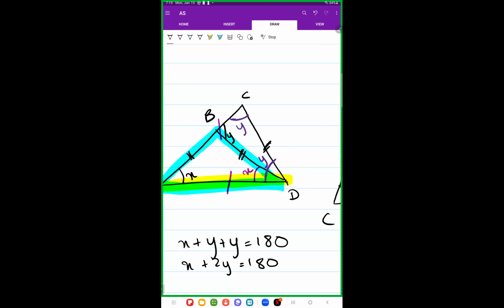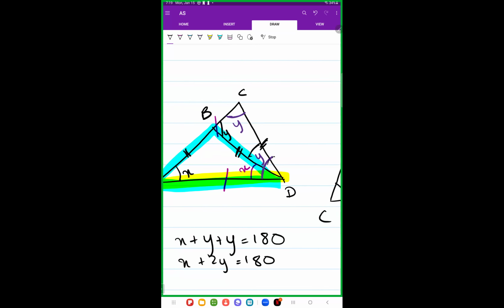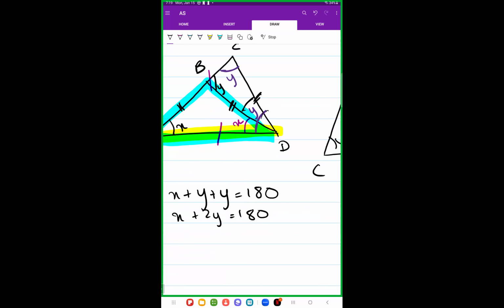So all of these are y's. No, this big one is y. The whole angle D is y. We're talking about the small one now. So what will that one be? That's something we have to find out.